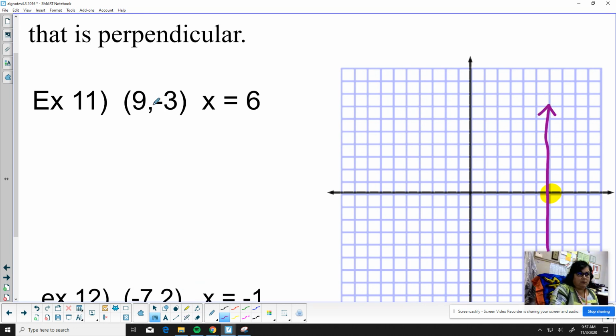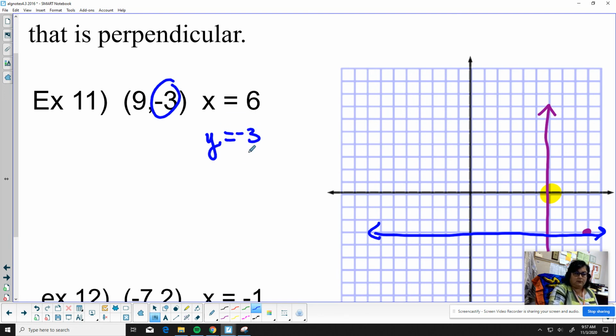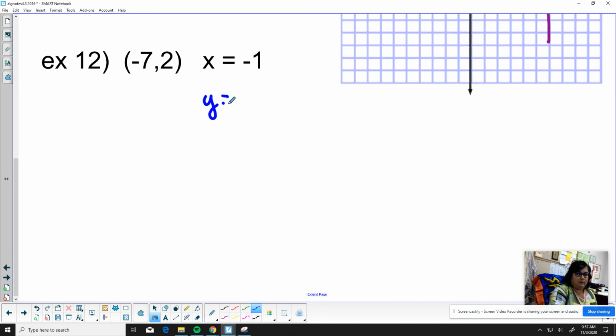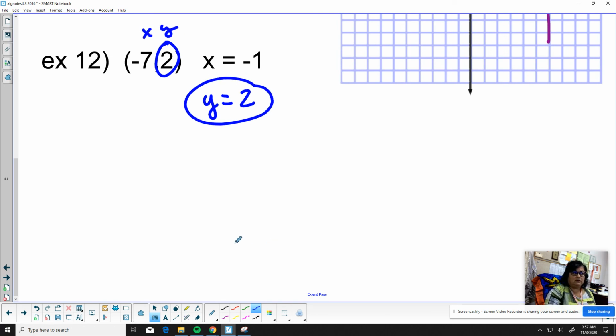All right, and if I want it to go through 9, -3, 9, 1, 2, 3. Well, that means it has to be a horizontal line right here. So instead of x, I'm going to use y, and I'm going to use the y number in the ordered pair, so it's y equals -3. So I can do it without the picture. I was just showing you. So if we do this one without the picture, if it's a vertical, I want it to be horizontal. And because I want the y, I want that second number because that's the y position. So y equals 2 is the answer.